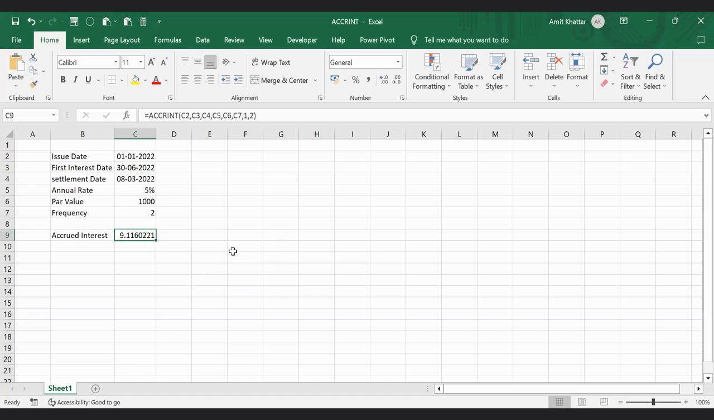So this is the interest that is being paid from the buyer to the seller along with the market value. So this is how we compute accrued interest in Excel.